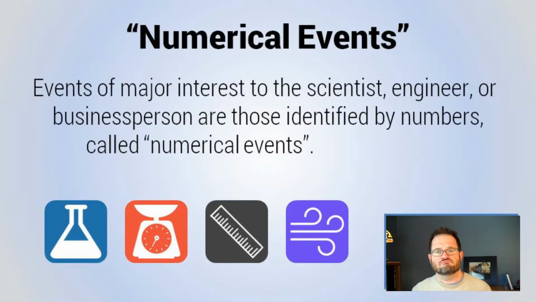One vocabulary word we need to talk about is numerical event. Numerical events are events of major interest to the scientist or the engineer or the business person that are identified by numbers. For example, a scientist might be interested in the volume of the material in his beaker, or the mass of something that he's using in his experiment. Or they might be using rulers to measure the size of the plants that they're growing as part of their experiment. Or a meteorologist might be talking about quantifications like the speed of the wind.